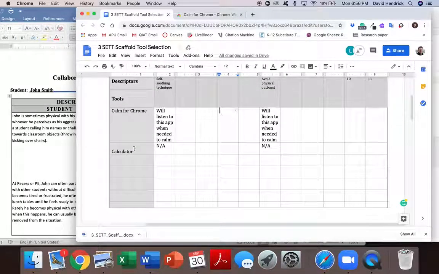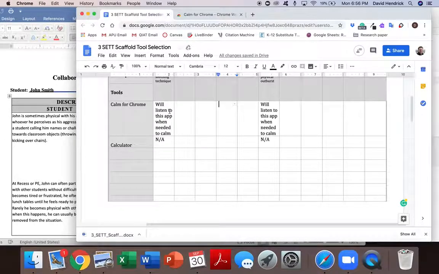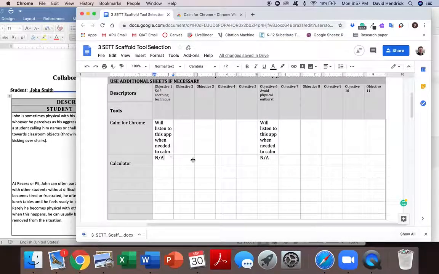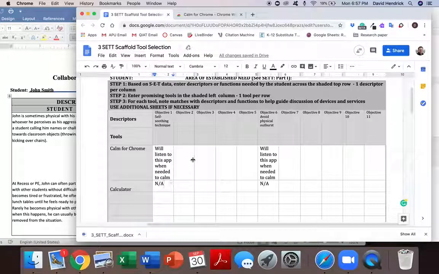Some are not going to match up. Calculator is not really going to help him with self-soothing techniques. In those situations, we can write NA, but she warned that she does not want to see a lot of NAs. She talked about how, of course, that's going to happen, like calculator. That's kind of straightforward. But she wants us to think about it and really challenge ourselves: how could this tool help with this objective?